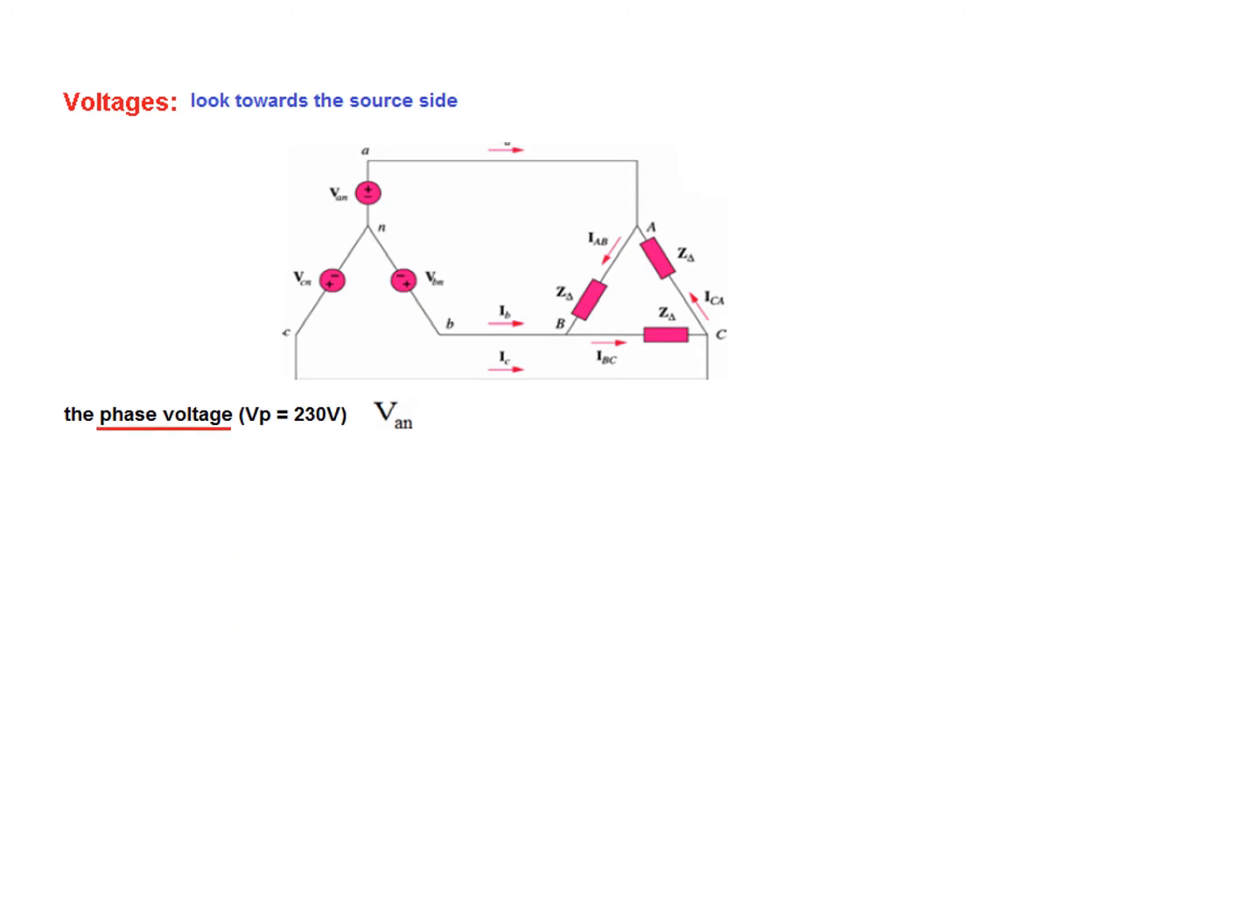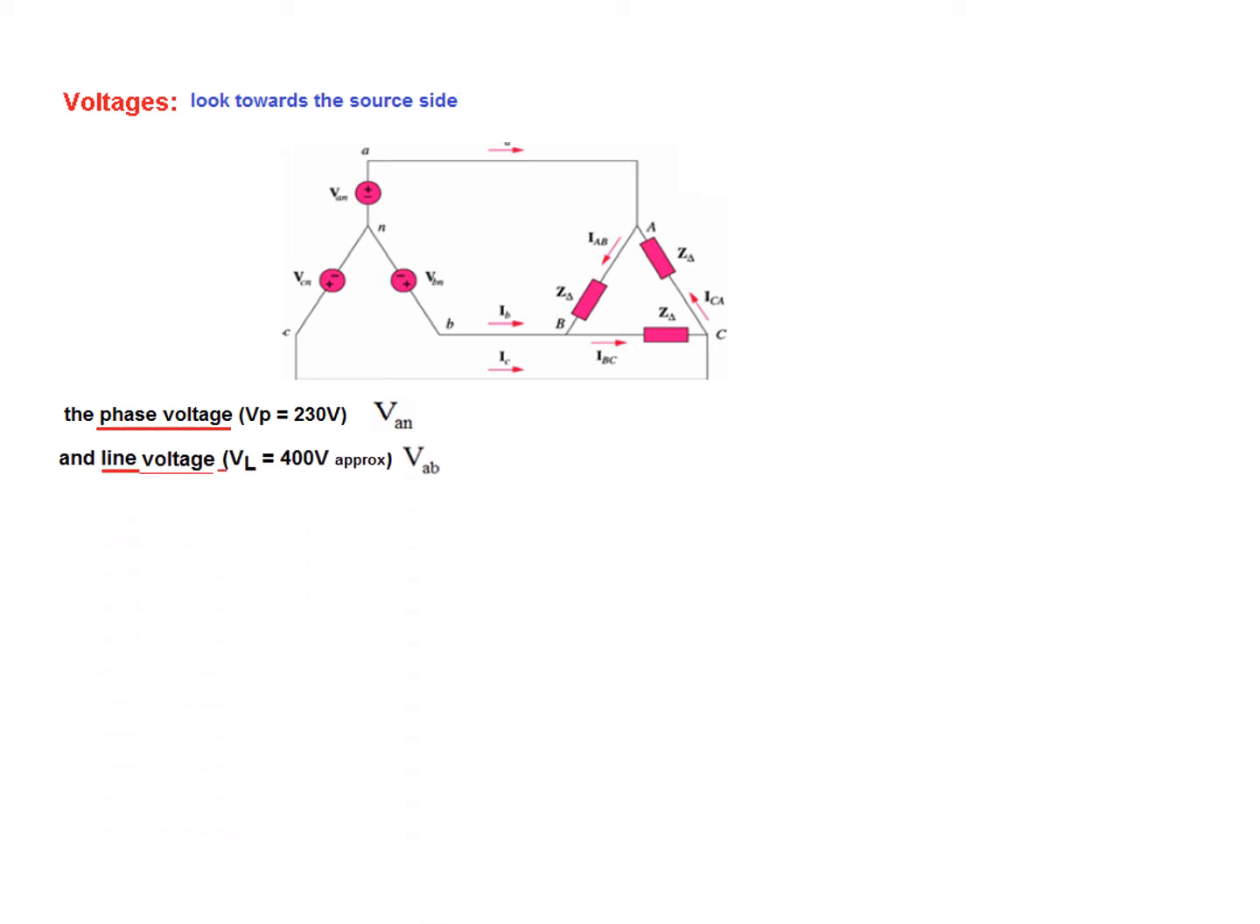Now, one point we have to keep in mind: whenever we want to calculate the voltage, we have to look towards the source. And if you see here, this is one phase voltage, this is the second phase voltage, this is the third phase voltage. Like VAN is one of the phases, and to easily understand, we write it as VP, which is our domestic voltage in our home. In our country, it is 230 volts. So that is phase voltage.